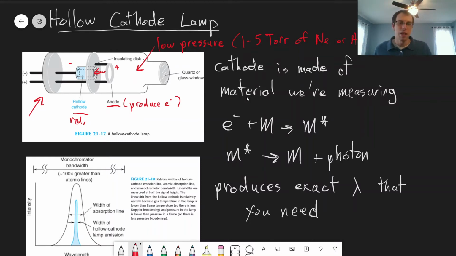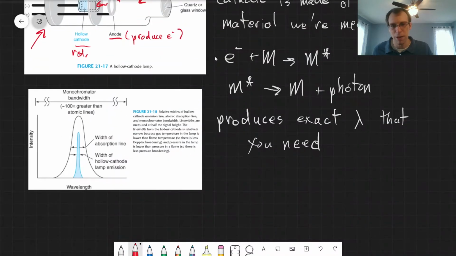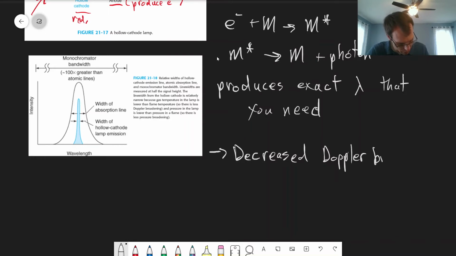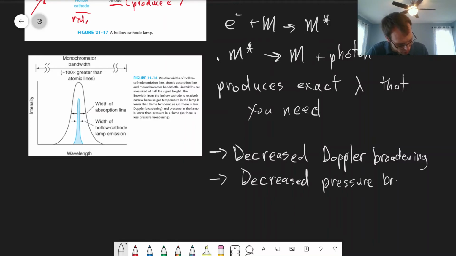Now, the reason that we keep things at a low pressure and that this is happening at a low temperature is that we have decreased Doppler broadening because our temperature is much lower than it is in the flame. And we have decreased pressure broadening because the pressure is also significantly lower because we have this reduced pressure environment. What that means is that we have a light source where the width of the light that's produced is significantly narrower than the width of the absorption peaks, which means that Beer's law is going to apply.